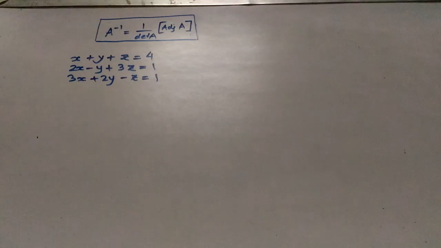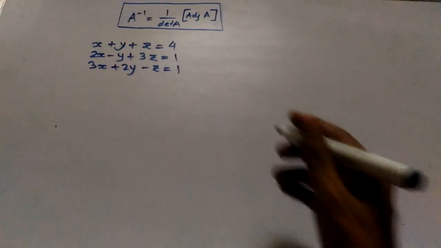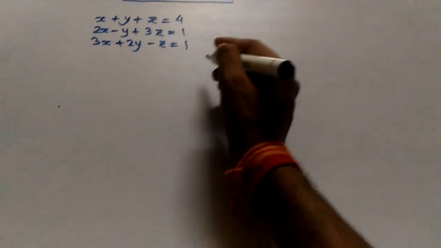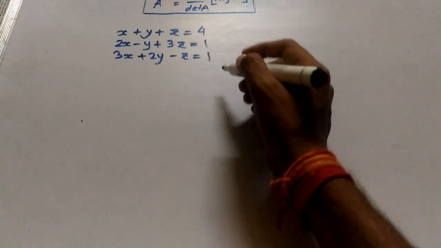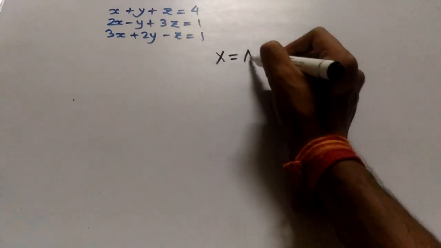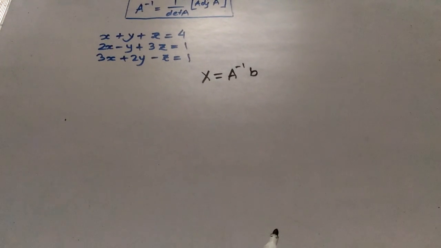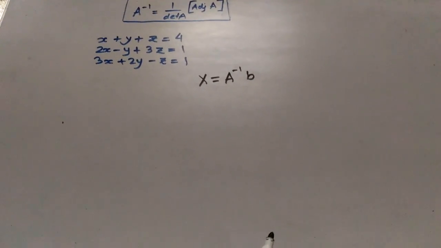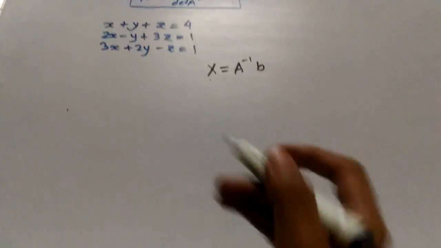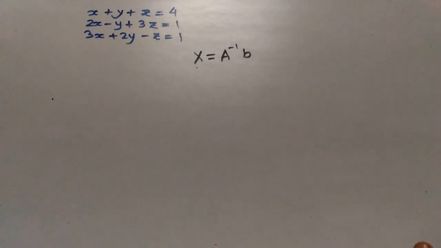Now before proceeding with the problem, let us see what we need to do. First of all, we have to keep in mind that X equals A inverse B. This one we need to keep in mind. Now we will define X, A and B. First of all, A.